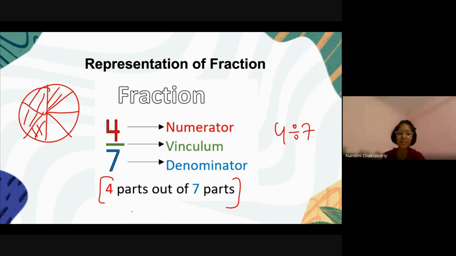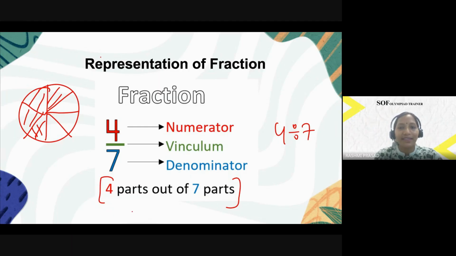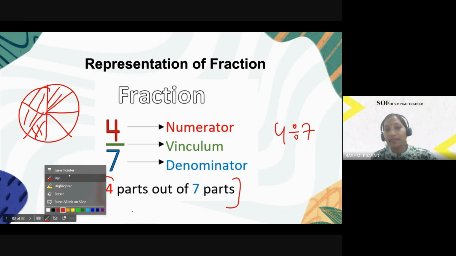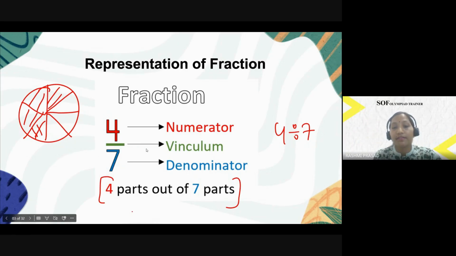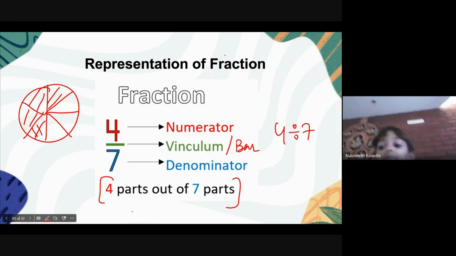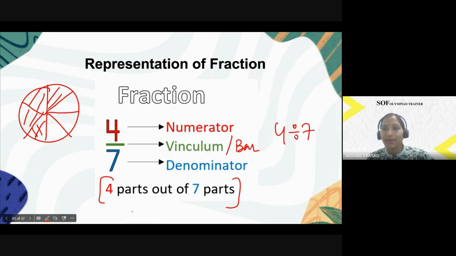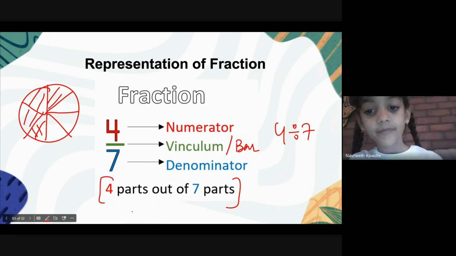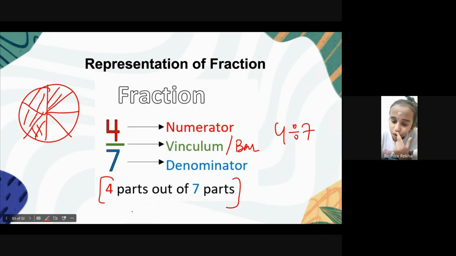Ma'am, why do we call the line vinculum? Vinculum or bar, why do we call them that? That is its name. Each thing has a name, right? This number is called a fraction. So this bar, we also call it vinculum or bar. Like everything has a name. 4, why do we call it 4? That is how we say it, right?